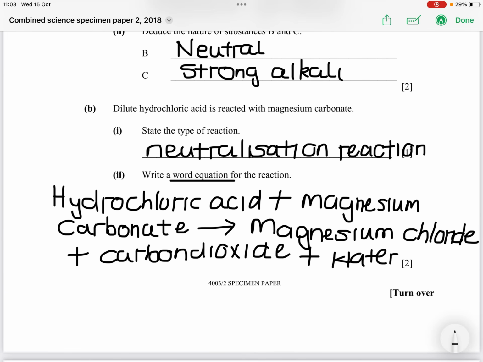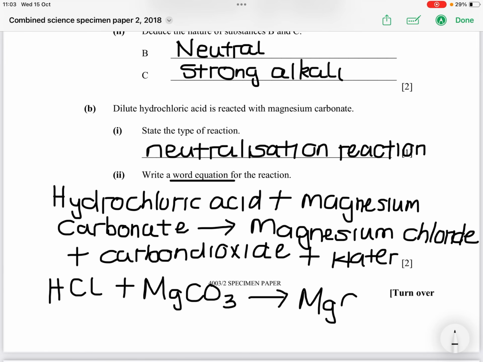Sometimes they will require you to write the chemical equation, and sometimes they would require you to write the word equation. So let's say if it was the chemical equation, we are saying hydrochloric acid reacts with magnesium carbonate. Just like this. This is going to give us magnesium chloride plus water plus carbon dioxide. So you need to make sure that the equation is balanced.